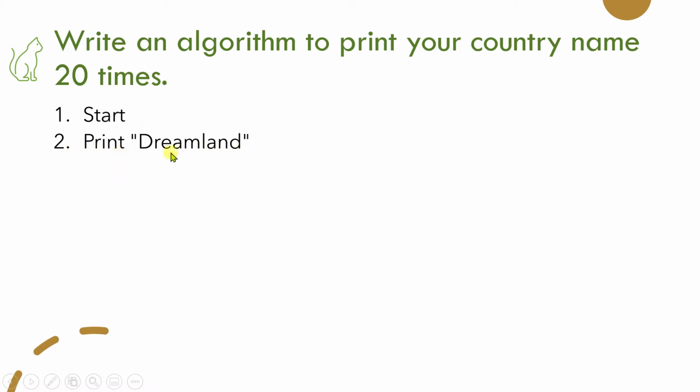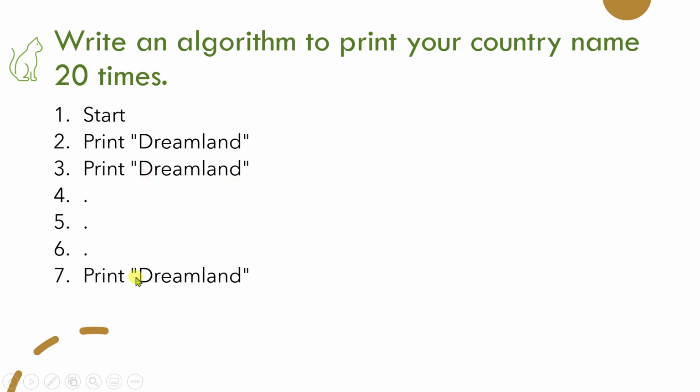By executing this line, a computer can print Dreamland one time. According to our question, we need to print Dreamland 20 times. So I will again write print Dreamland and continue writing this particular line 20 times. I am not writing all of them here; I have given dot dot dot, which represents that I will write my country name 20 times over here. After that I will put a stop symbol. So this is the instant solution that everybody can think of.